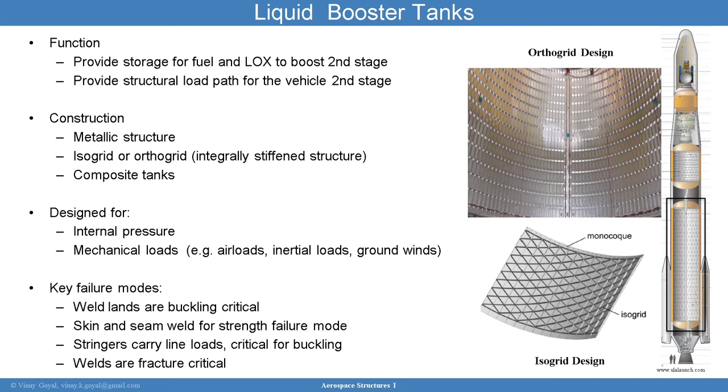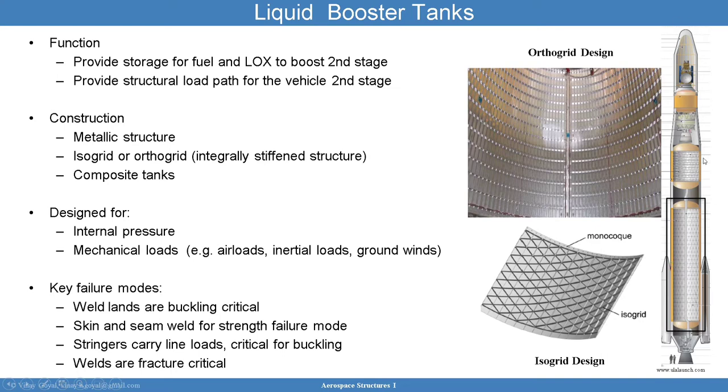So liquid booster tanks, more specifically, provide storage for fuel and LOX to boost the second stage. They can also provide a structural load path for the vehicle second stage. So you can see here in this case, the cylinder not only houses the fuel and the LOX, but the shell also has to take air load. So it also provides a structural path and shape to the rocket.